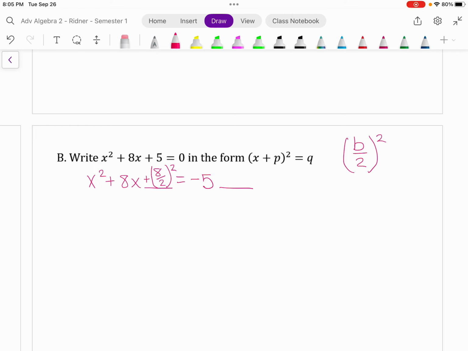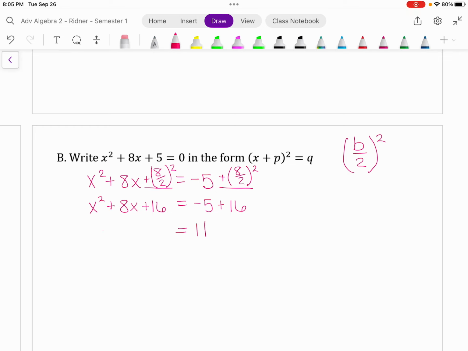And going back to our basic things about equations, what I add to one side of an equation, I have to add to the other. So add 8 divided by 2 squared to the other side. Let's simplify that. 8 divided by 2 is 4, and 4 squared is 16. So I'm really just adding 16 to both sides. Why? Because 16 minus 5 is 11 here.